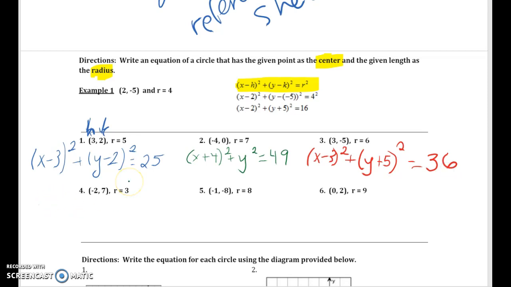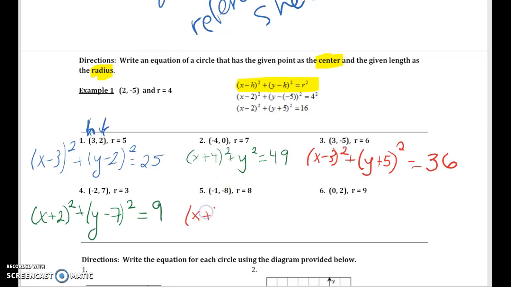So we're going to do the same thing for 4, 5, and 6. If you want to pause the video and try them on your own, you can. So since x is negative, we're going to have a +2, the opposite sign. Always plus in between. Y minus 7, opposite of a +7. And this equals the radius squared. 3 squared is 9.